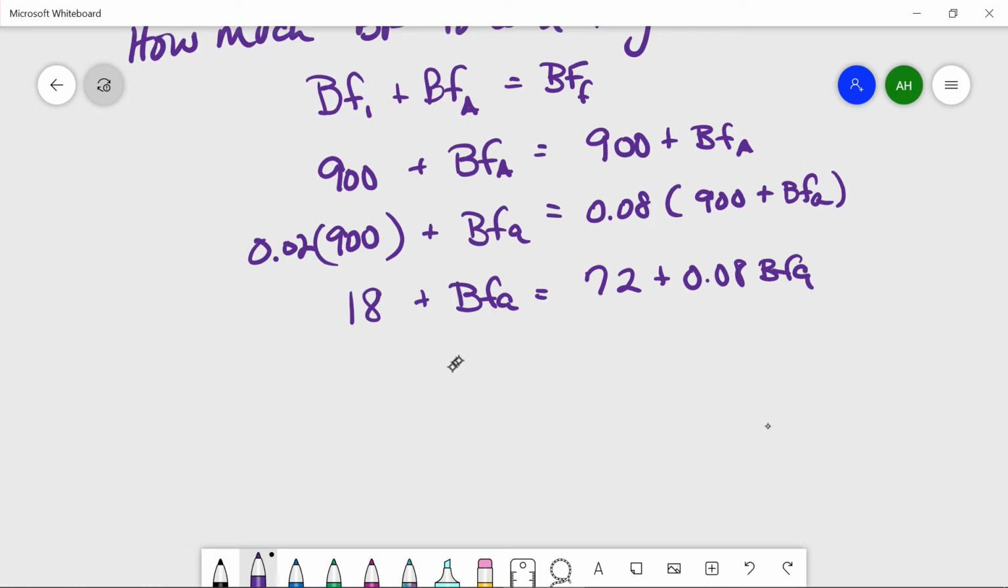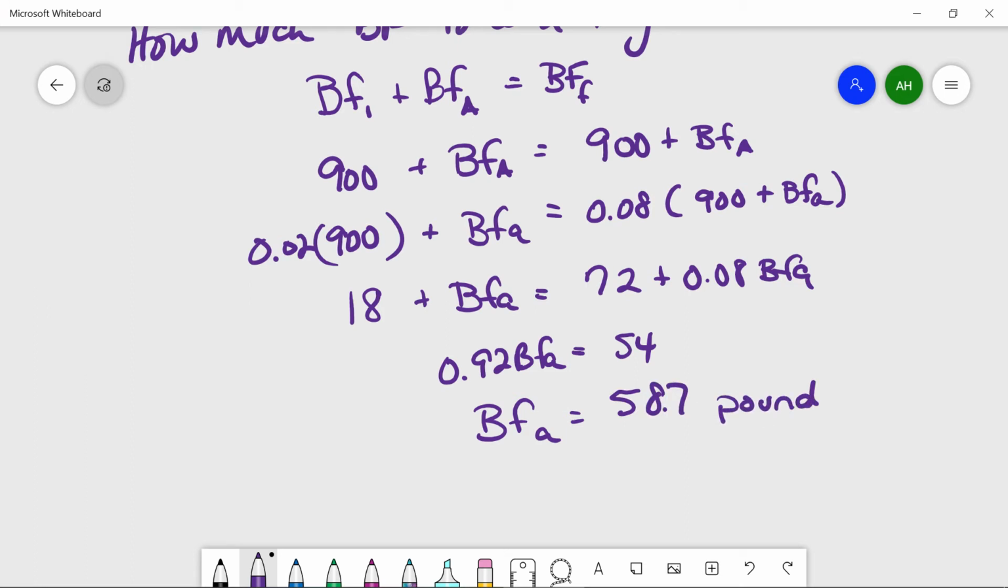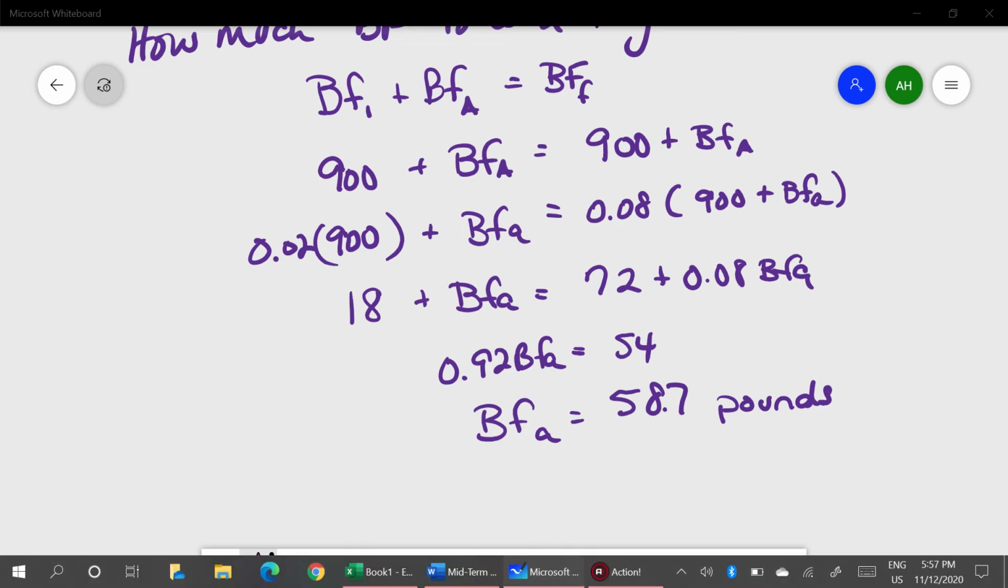Move things around again. 0.92 BFA equals 54. So the butterfat that I'm going to add is going to be 58.7 pounds. And that gets you what you need to know as far as chemical mixtures B.